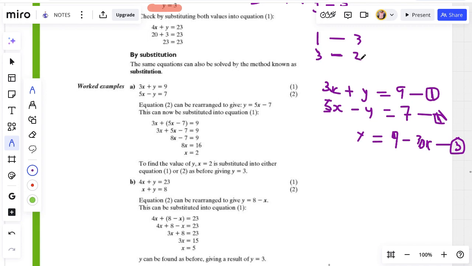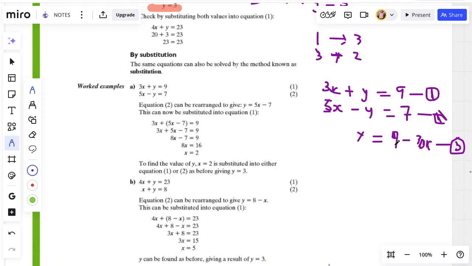This is what we do, okay? We use equation 1 to create equation 3. You can use equation 2 to create 3. It doesn't matter any one you want to use. If you use 2 to create 3, you substitute 3 to 1. You understand, right? I use 1 to make 3, I substitute 3 into 2. If I use 2 to make 3, I substitute 3 into 1.